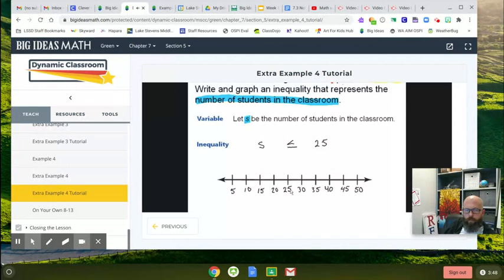Finally, we need to determine if you should shade to the left or to the right of 25. Can you have 35 students in the classroom? No, you cannot, because the maximum number of students is 25. Can you have 10 students in the classroom? Yes, because 10 is less than 25. Because 10 is less than 25, 10 is a solution of the inequality. So we will shade to the left. This graph represents the inequality S is less than or equal to 25.